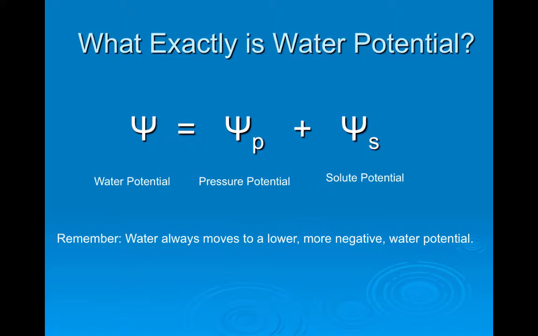What exactly is water potential? Water potential is the sum of 2 components, pressure potential and solute potential. Point out and show students that this equation is on the formula sheet.